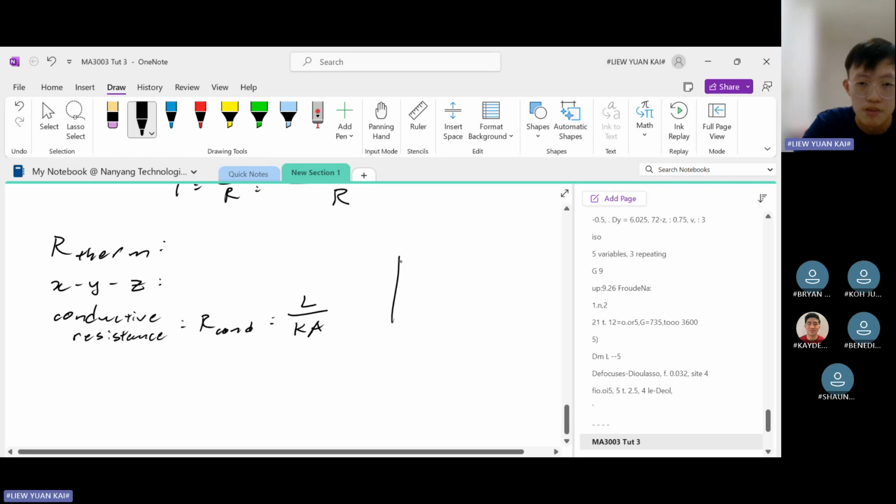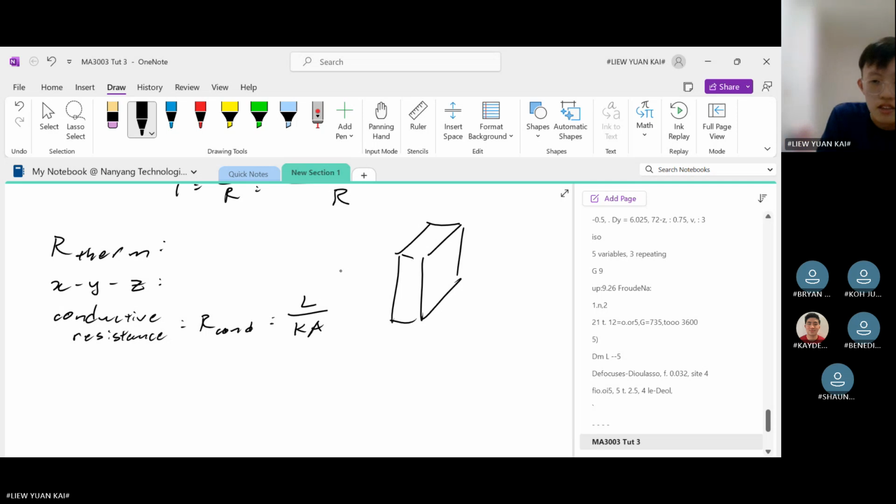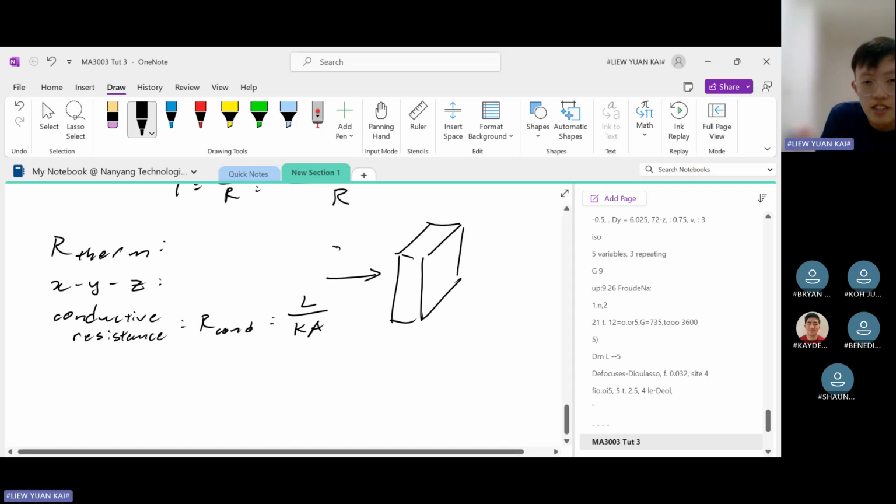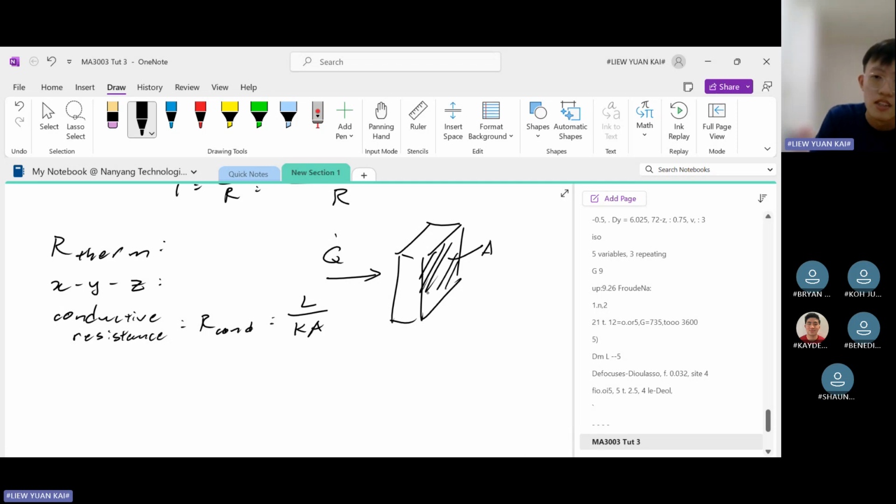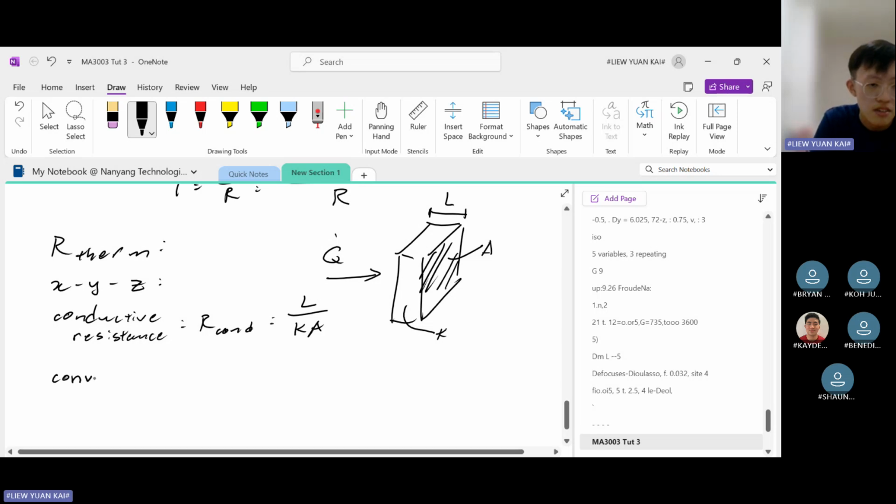So let me draw out, for example, a wall. Okay, this wall is the shape of a cuboid, like a cereal box. Your heat is flowing in this direction. Okay, the cross-section area is given by this, right? It's the cross-section area through which it flows. The conductivity is the material, like for example, steel or fiber. And then L is given by this thickness. Okay, so I think that's simple enough. Now what about convective resistance?